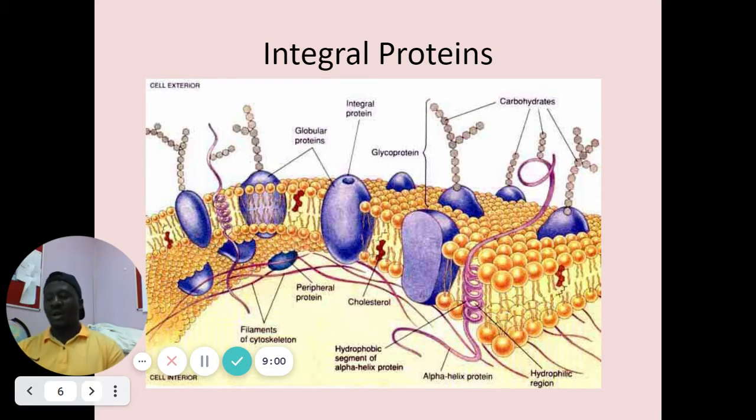So the sandwich theory, or the lamella theory, was the first attempt to understand how a cell membrane was made, or its components, and it was done by Danielli and Davson in 1935. Then another person who also came up with an understanding was called Robertson, in 1959. Robertson came up with what you call the unity membrane theory.